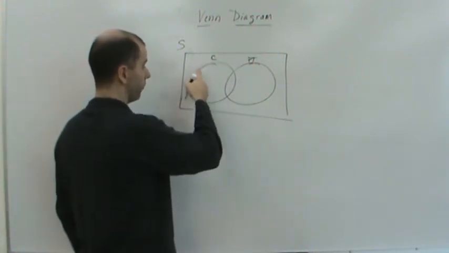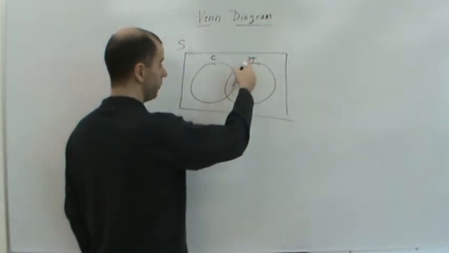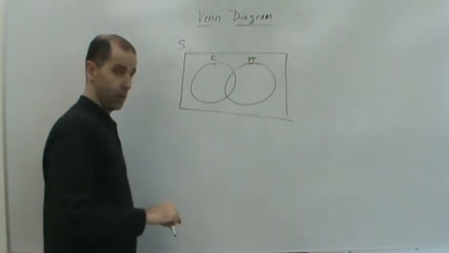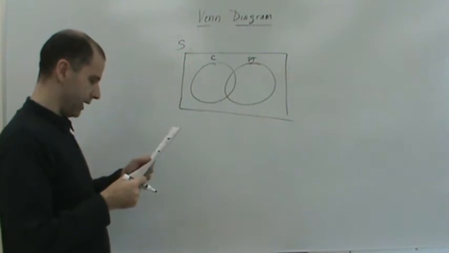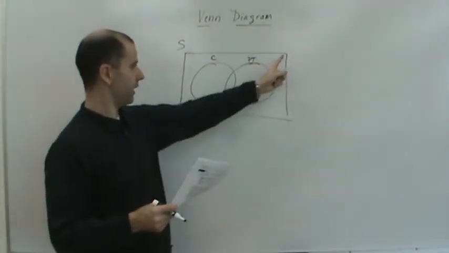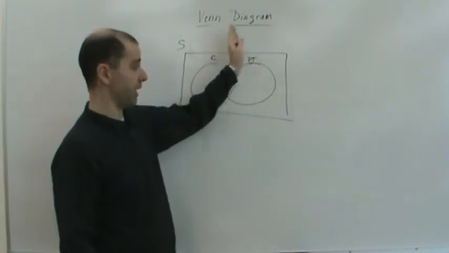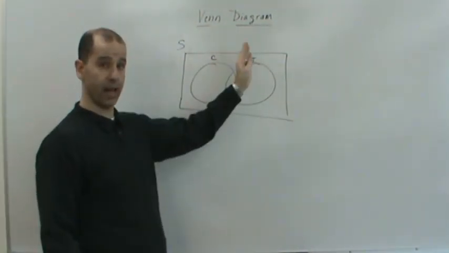40% are part of the club, and 50% of students work part-time. What do we have here? The rectangle represents all of the students at this college, so here's the total sample space, all the students at the college.